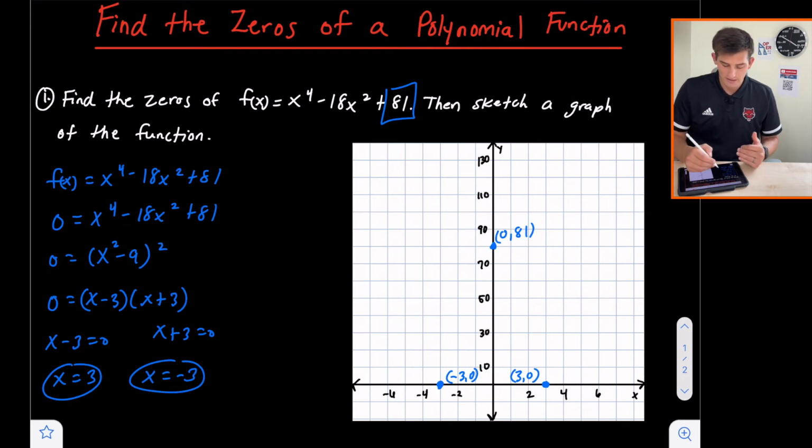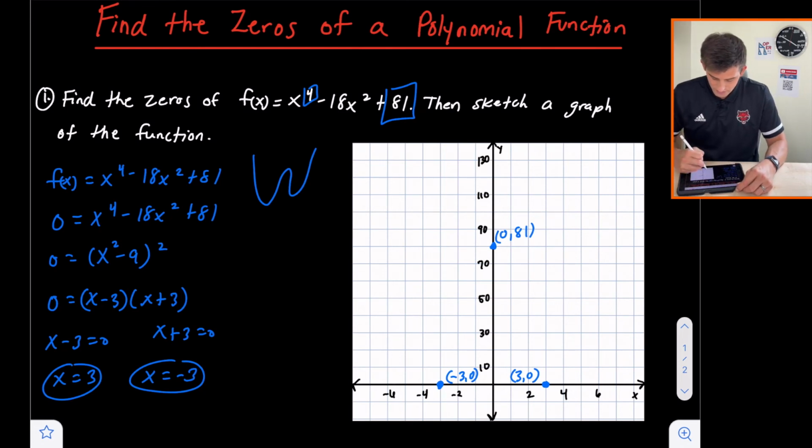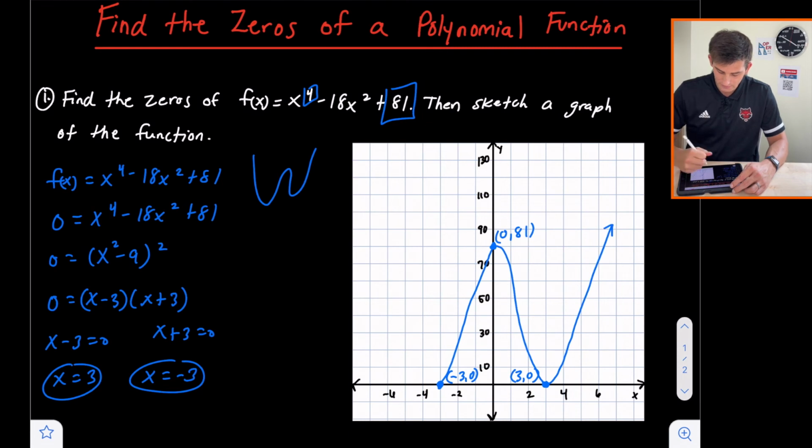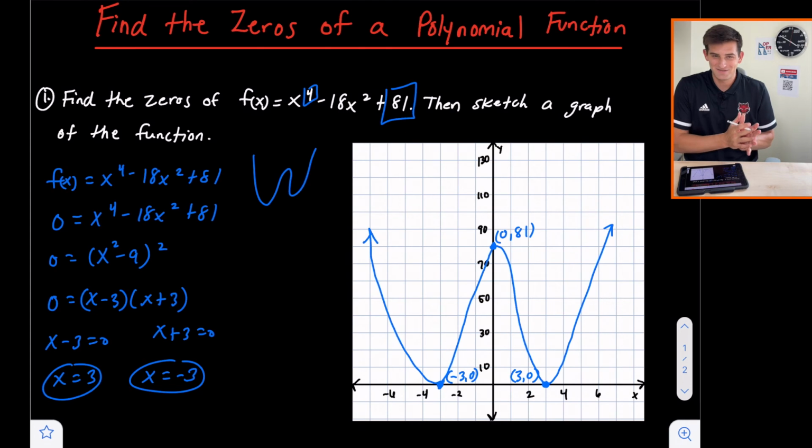So we know that we have an even degree and a positive leading coefficient, so it should look something like a W, right? So we can go ahead and try to sketch. Let's connect these points first, kind of going up like this and back down. Let's fix that a little bit, going up and back down. And then from our zeros, we're going to go up and out a little bit. So something like that, right? That would be around a good sketch for our graph.